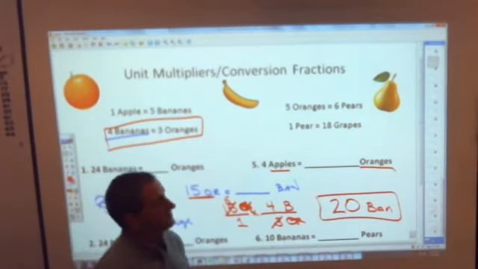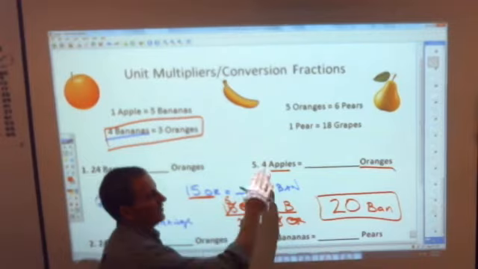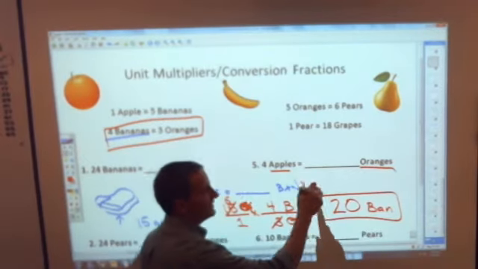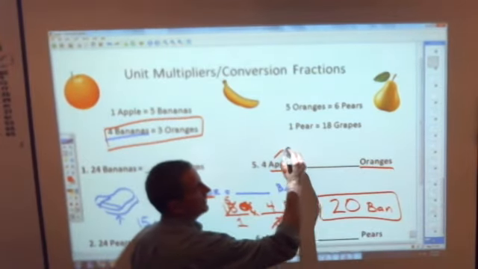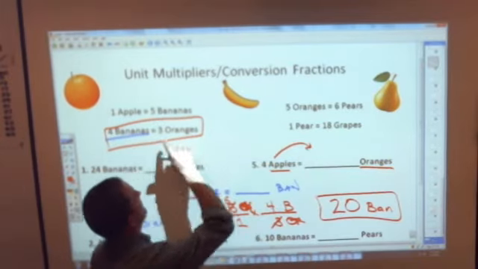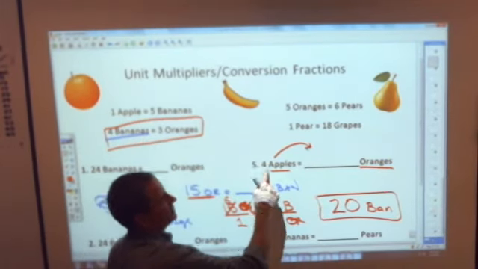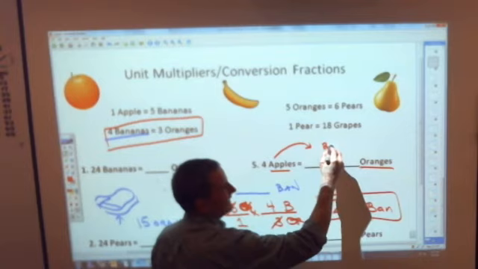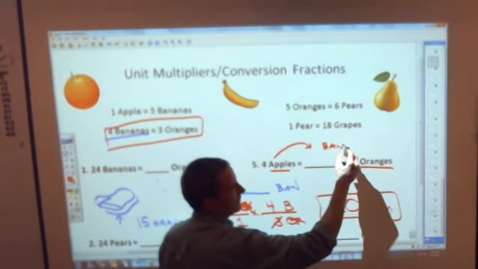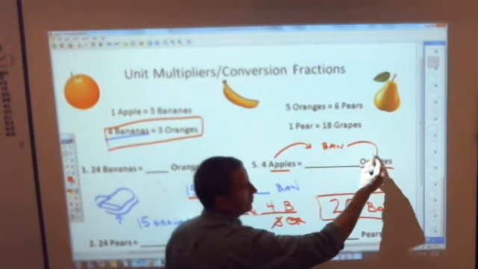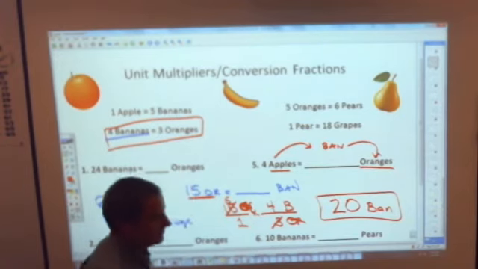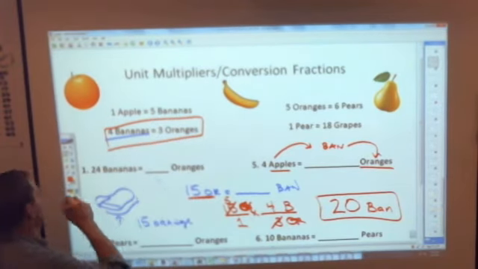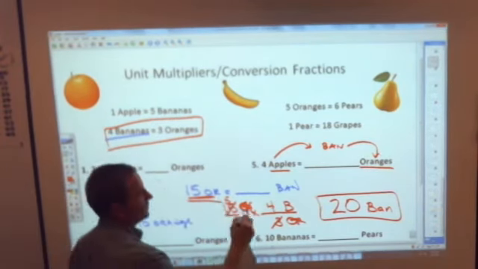Here's the deal, okay? Sometimes you can't go from apples to oranges, but you can take this in steps. If I know a common thing, like both of these have bananas in them, I can change apples to bananas, and then once I figure out what bananas are, I can go to oranges. Let's look at what that would look like.